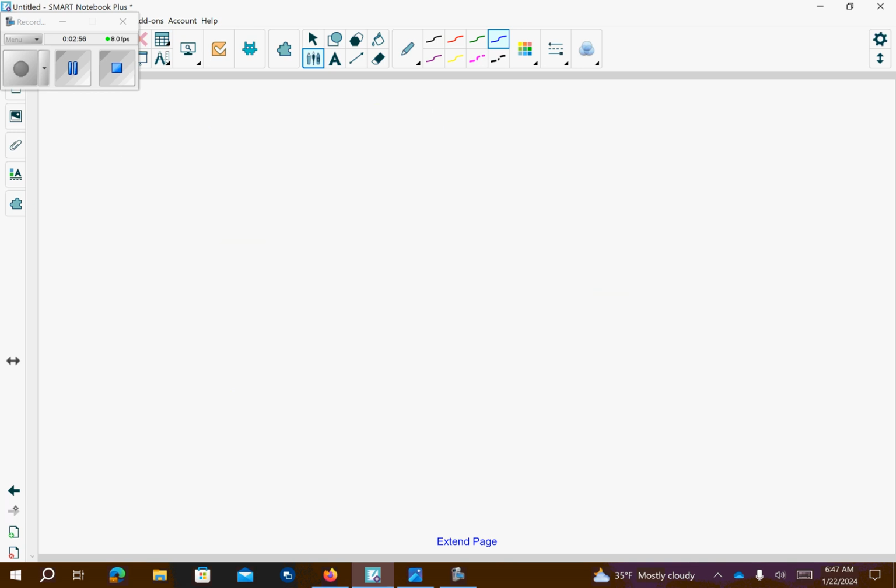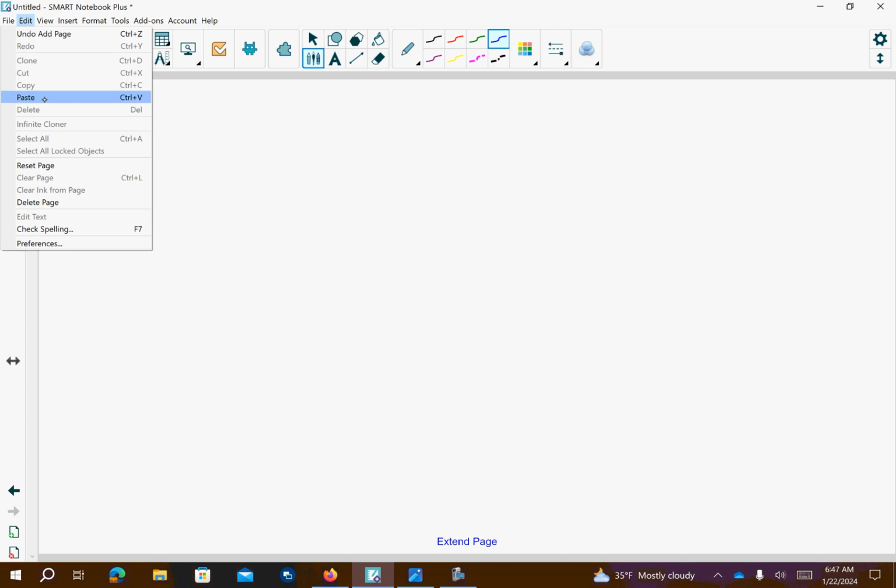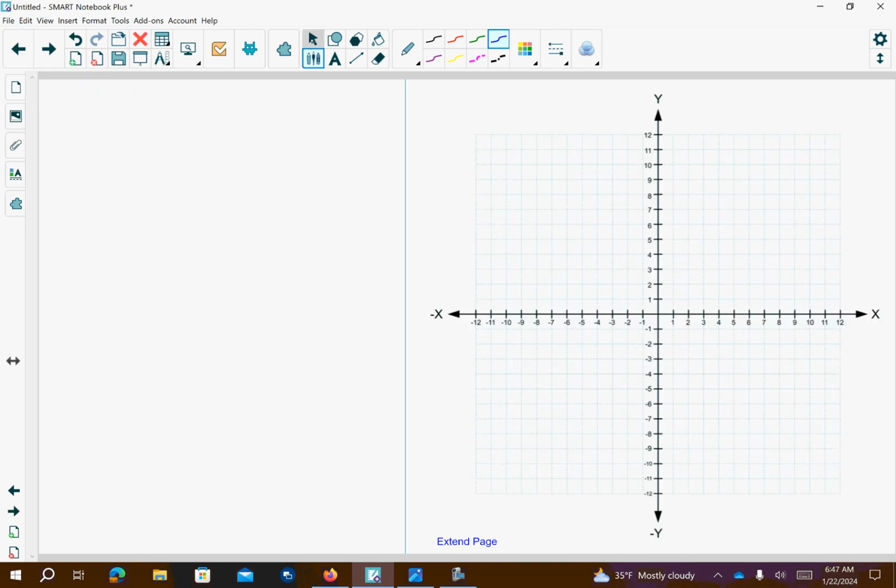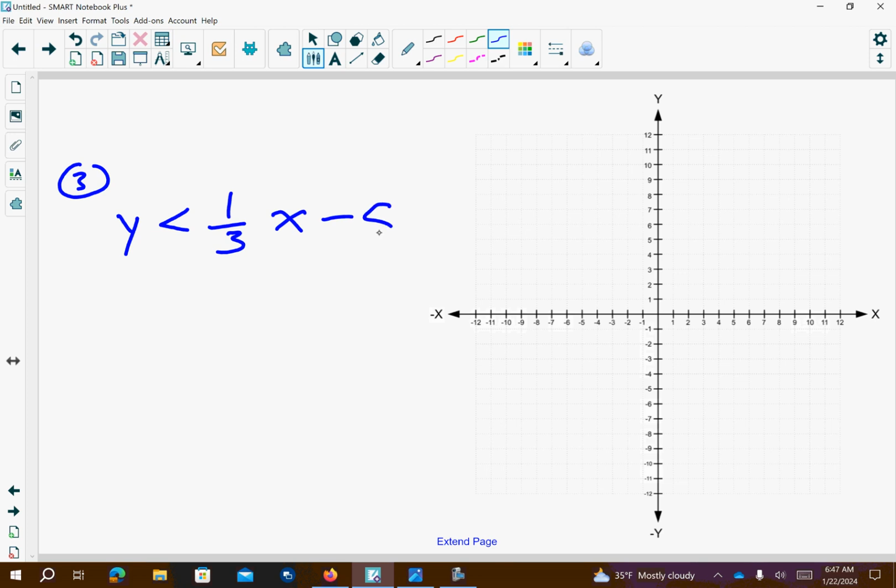Now we're going to start looking at when we are graphing these. So let me pull up my graph. All right, we're going to be graphing with the inequalities. So I have y is less than 1 over 3x minus 5. And then I also have y is greater than or equal to negative 2x minus 4. Let's graph this like normal.